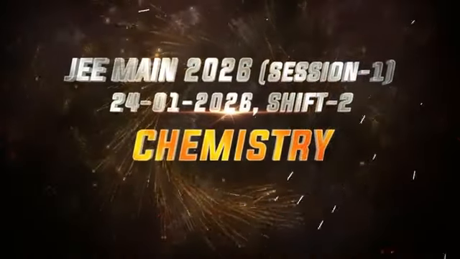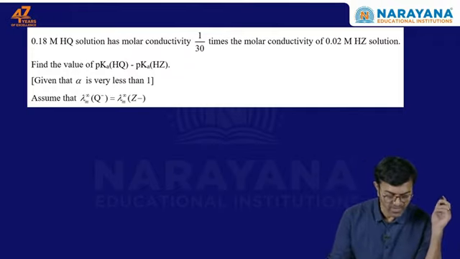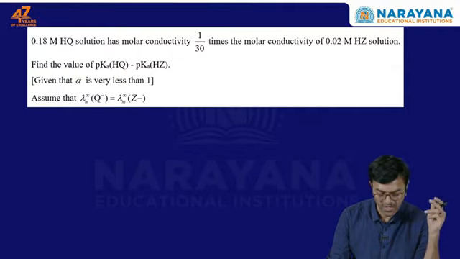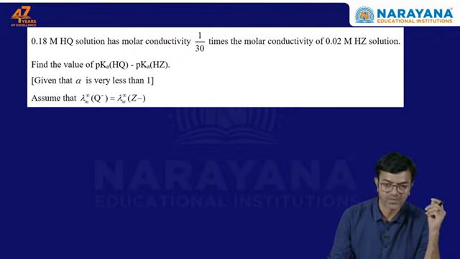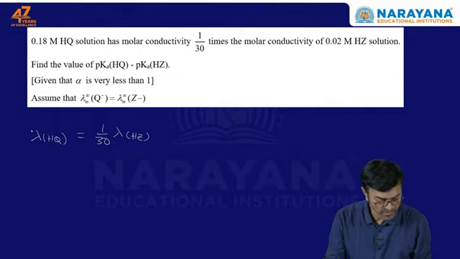Now, moving to chemistry. One more memory based question based on electrochemistry: we have got 0.18 M HQ solution that has a molar conductivity that is 1 by 30 times the molar conductivity of 0.02 M HZ solution. As the Ka value relation is asked, that means we have to assume both are weak electrolytes. So the given data is lambda M of HQ is 1 by 30 times of lambda M of HZ, and it is asking pKa of HQ.